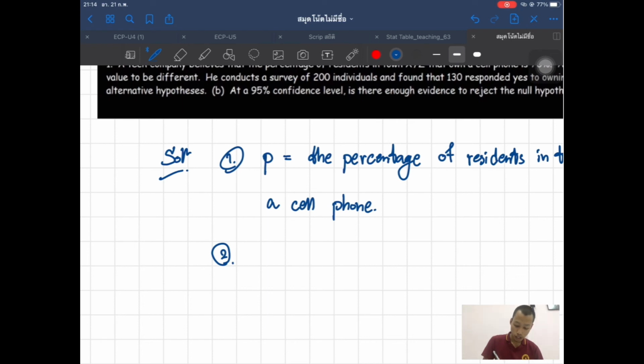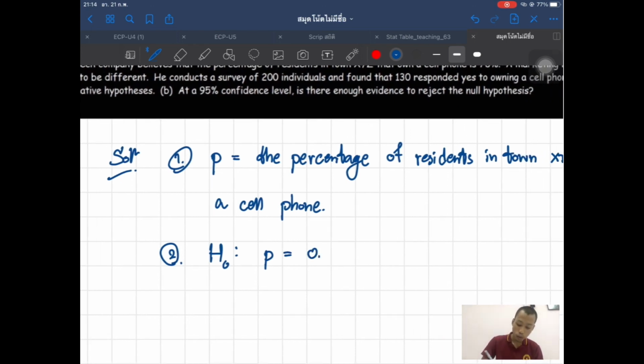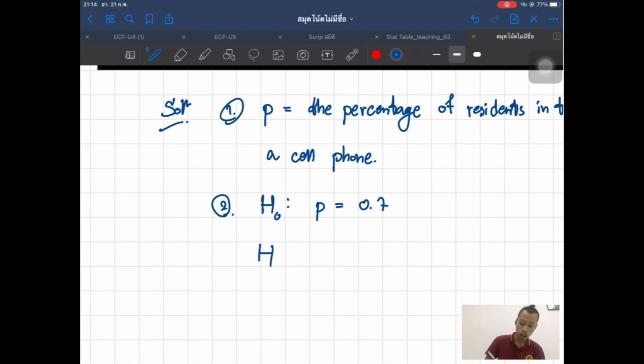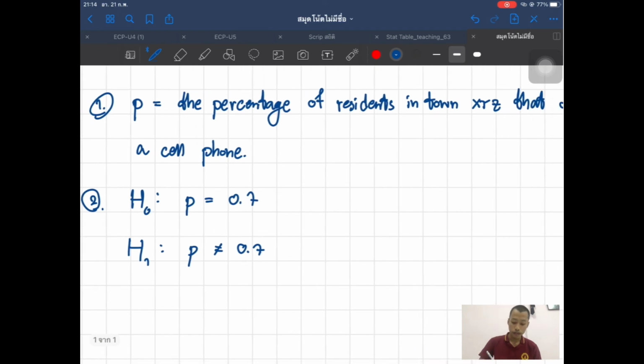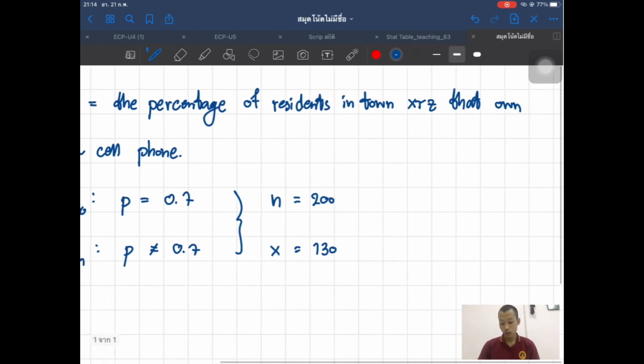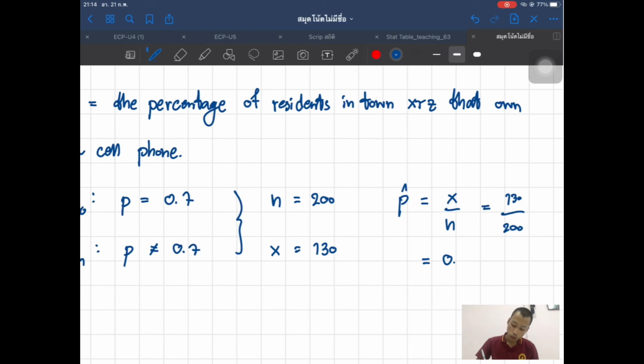The null hypothesis is P equal 0.7 and the alternative hypothesis is P not equal 0.7, and we have N equal 200 and X equal 130, and we find P hat is X by N, which is 130 by 200, equal 0.65. Okay, we have a P hat.